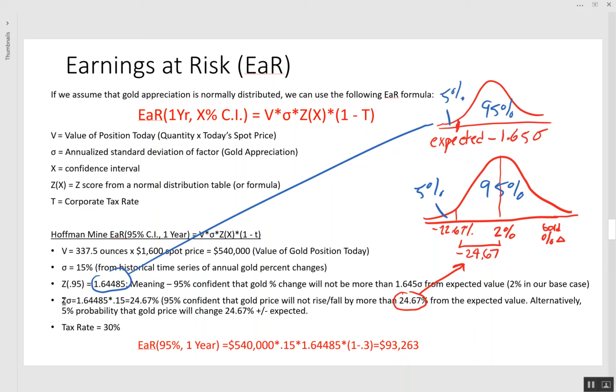So if I multiply Z times my sigma, 1.65 times my standard deviation of 15%, that's 24.67%. What that says is there's a 5% chance the percent change in gold will be 24.67% different than expected. If the expected value is 2%, and there's a 5% chance of a 24.67% change from that, that means there's a 5% chance gold prices will fall by 22.67%, assuming it's normally distributed. I plug in my numbers, and I get that 93,263.